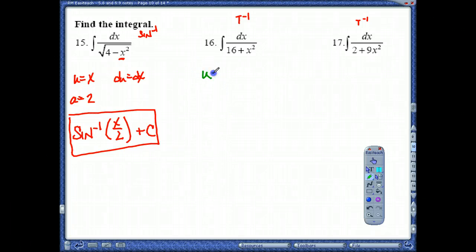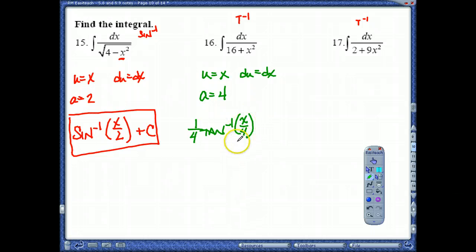All right, so we already know what we've got here. x squared would be u squared, so that means u would just be x. Du, once again, is dx. So I have everything that I need. My a, well, a squared is 16, so a would be 4. This is inverse tangent, so we start off with 1 over a, so 1 over 4. Arctan or inverse tangent, whichever one you like better. u divided by a, so x divided by 4 plus c.